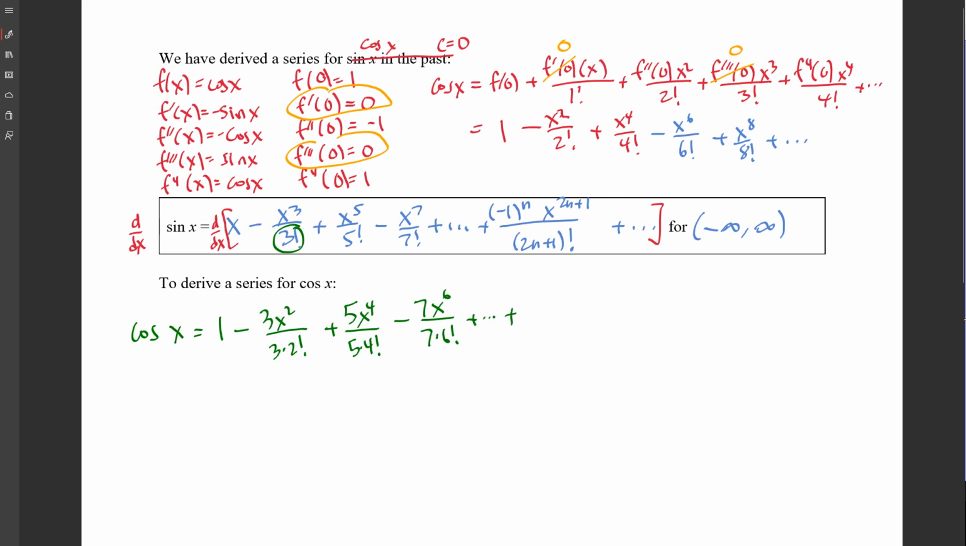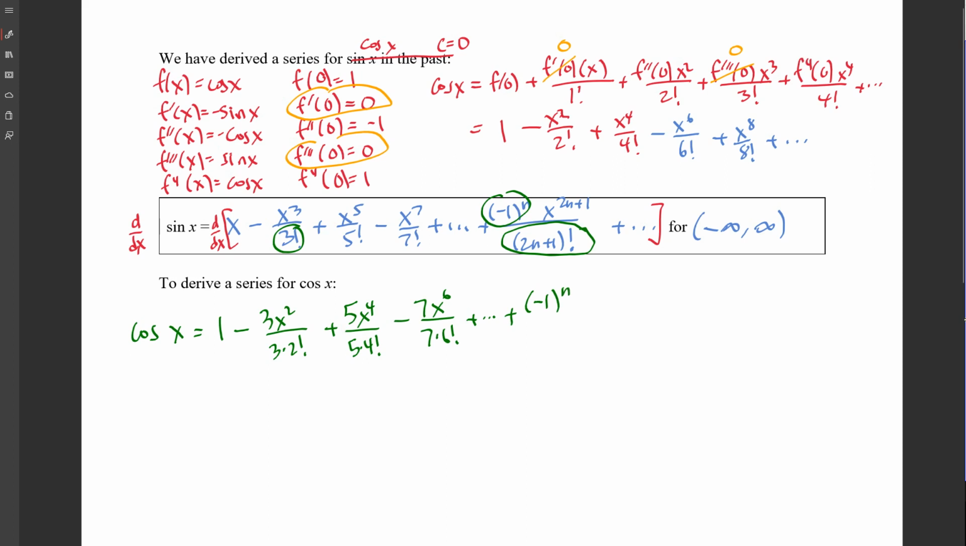And you can even do it to this term right here. This right here is actually a constant. This alternating thing is still alternating for cosine, right? So let me just put in negative 1 to the n.